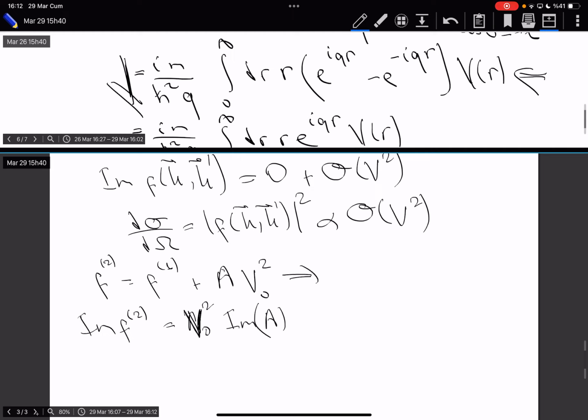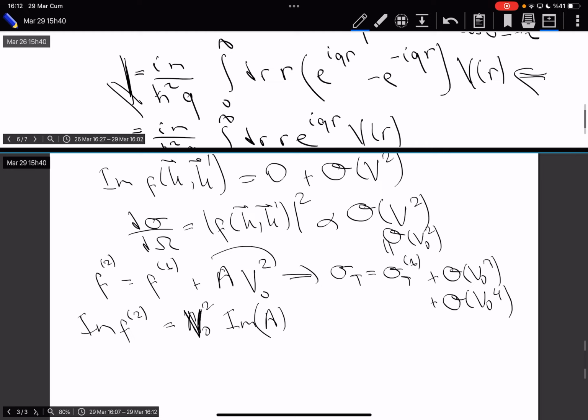Now, from this you can calculate sigma t. You will have sigma t from the first order, which is of the order of V0 squared, but you will also have terms of the order of V0 cubed and of the order of V0 to the 4. From the square of this one, you will get V0 to the 4. From the product of these two terms, when you take f squared, you will get V0 cubed. But the imaginary part of f2 will be V0 squared. Only the V0 squared terms will match, because the imaginary part also has corrections of the order of V0 cubed, V0 fourth, which we didn't calculate.